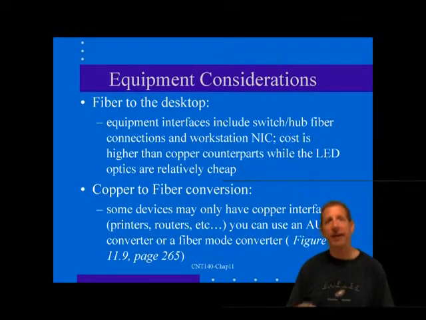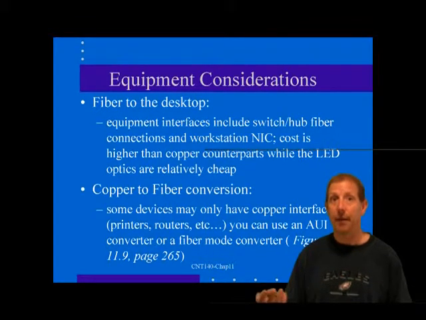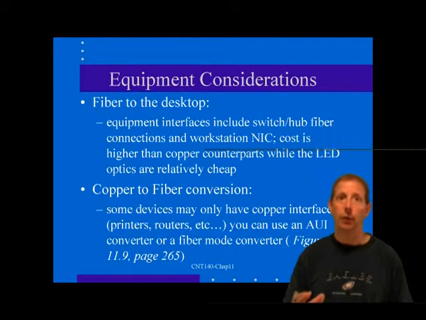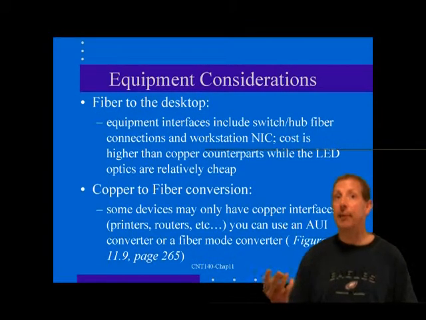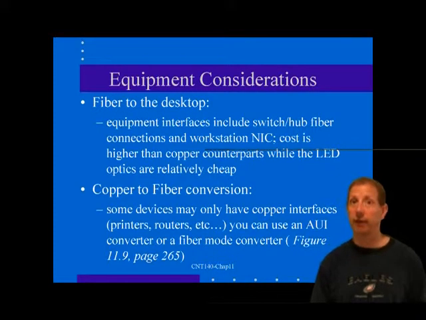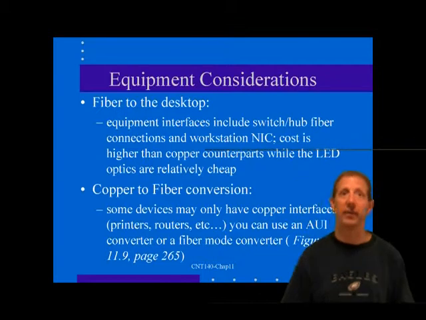The 100 base FX and any of the 1000 base F gigabit Ethernet options offer very viable desktop fiber network connections. And of course, not many users currently need that kind of speed of gigabit, but certainly the network manager and the boss do. Equipment interfaces are the switch and hub fiber connections and the network adapter cards in workstations, servers, and routers. And all these types of equipment now offer fiber interface options.